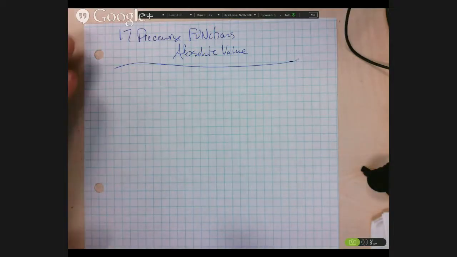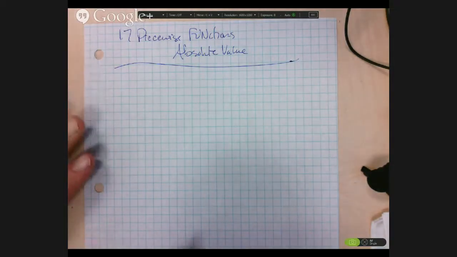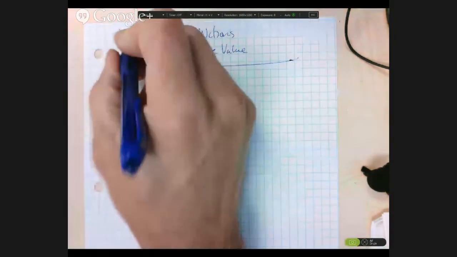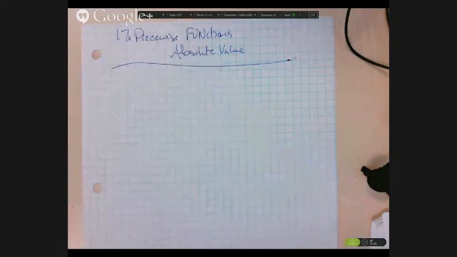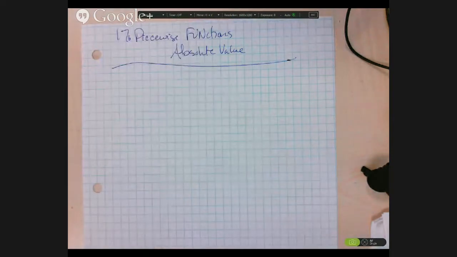Okay, 1.7, absolute value from piecewise function. This is a continuation, so we might call it a B. Alrighty, guys, here we go. Pay attention. Okay, we're going to finish with absolute value with piecewise functions.